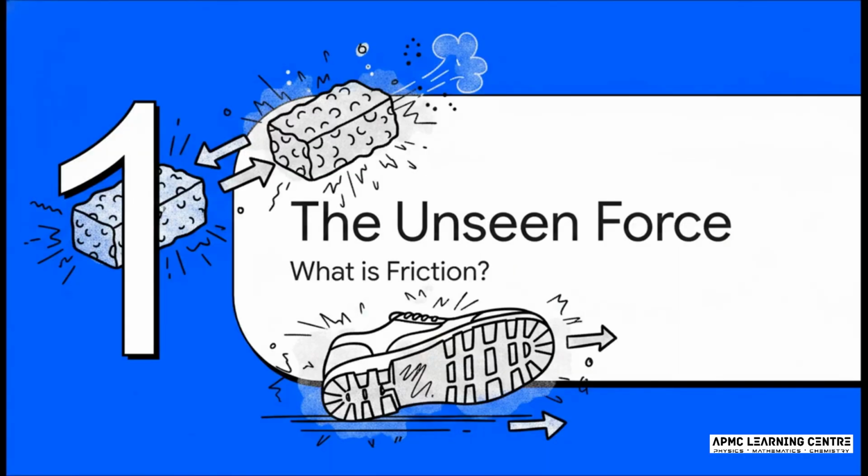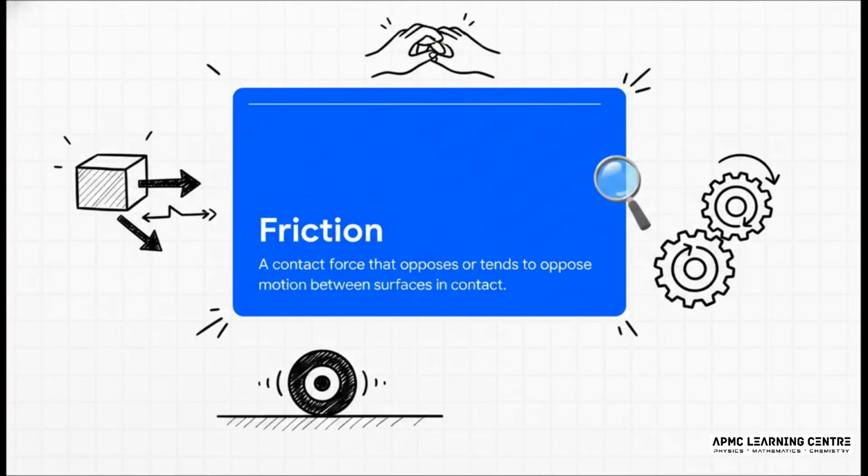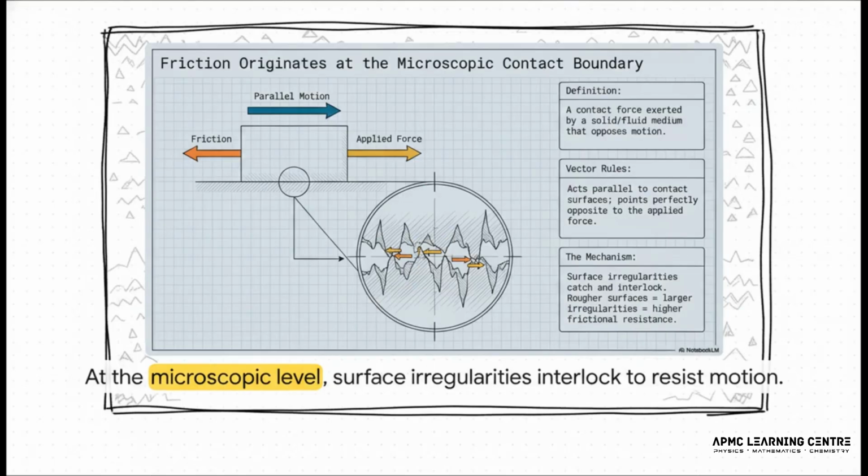So, first things first. What exactly is this force that seems to want to stop everything from moving? The two big words to pull out of this definition are contact and opposes. It's a contact force, which just means the surfaces have to actually be touching, and it always opposes motion. No matter which way you try to move something, friction is right there pushing back against you. It's a cosmic contrarian.